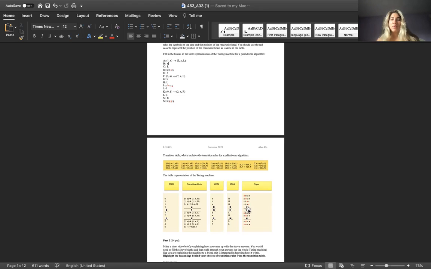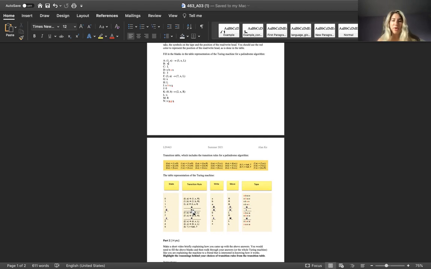For D, now yours would read XBAX, and A is what's highlighted in red, and that's where you're going to be picking up to go to the next line. So for part E, the state that you're in is 3, so you went from state 1 to state 3, so now you're in state 3.